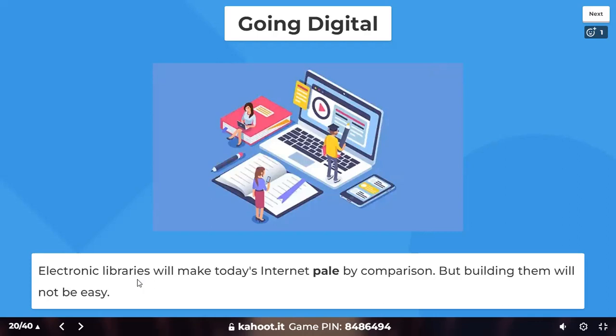E-libraries. Yes, electronic libraries. Now, in these libraries, do you find physical books? No. So all the books are electronic. Now here we have a statement: electronic libraries will make today's internet pale by comparison. But building them will not be easy.